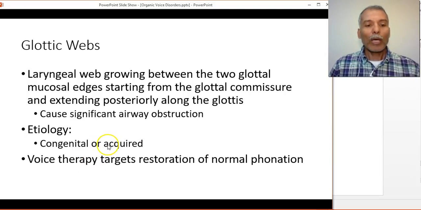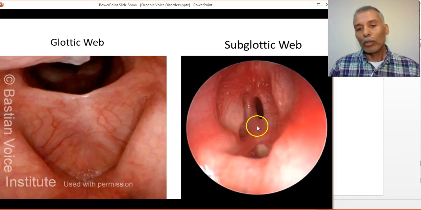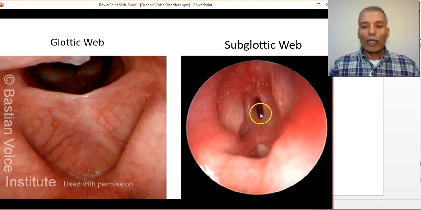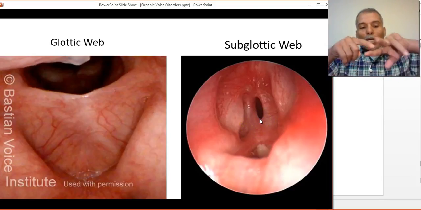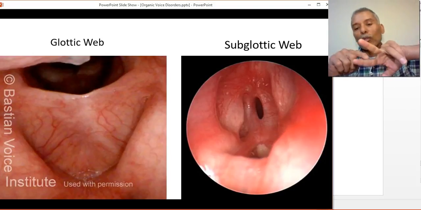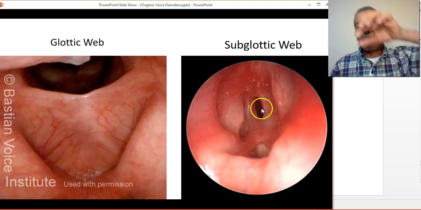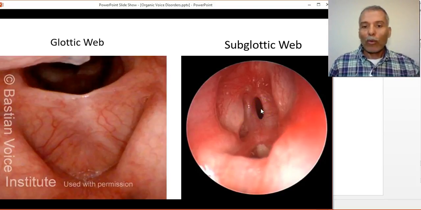So it could be acquired. For example, someone might have it due to intubation. In some cases, when the two sides are irritated, they actually have a bridge that goes from one arytenoid or vocal process to the other, like a bridge of tissue just connecting both of them together.